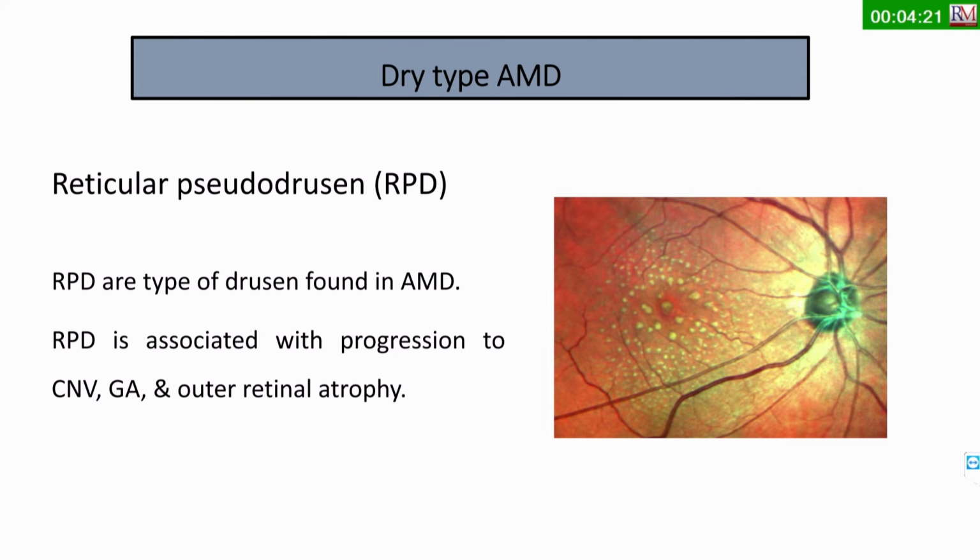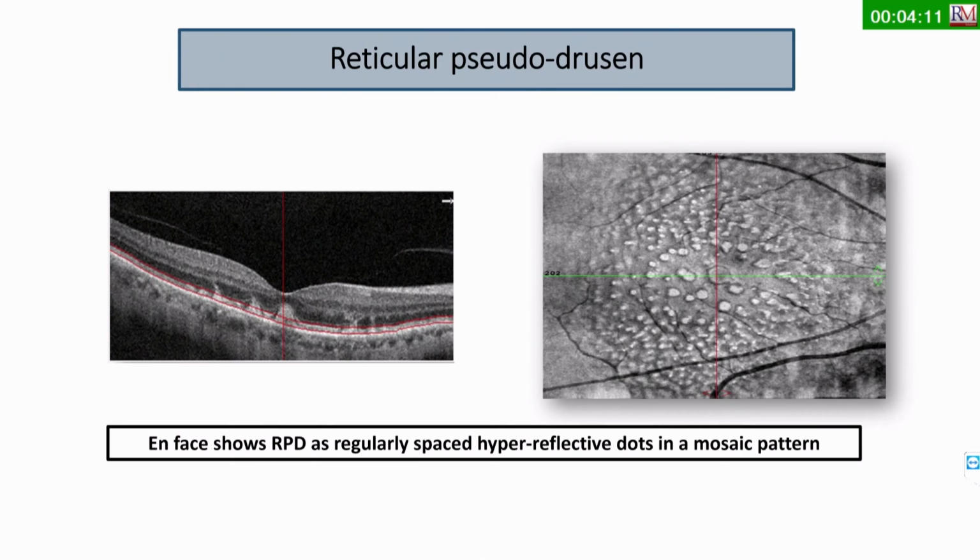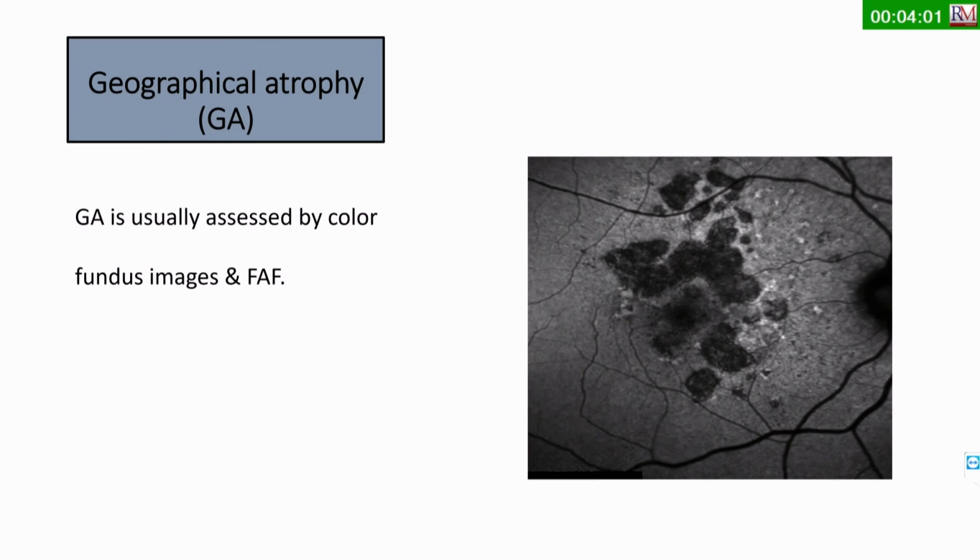When we go further deep towards RPE, we have dry type AMD. Regarding reticular pseudo-drusen, which is a particular type of drusen found in AMD, this is associated with progression to CNV and geographic atrophy. Here, line scan showing reticular pseudo-drusen, and on FAST imaging we can delineate the extent of reticular pseudo-drusen with a single image without a need for multiple line scans.